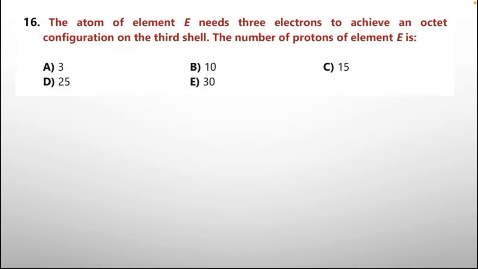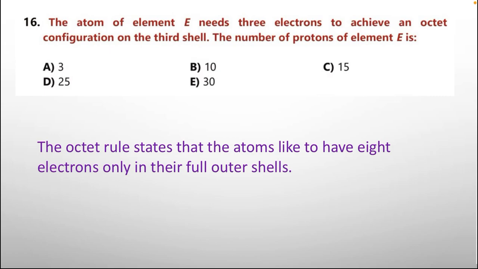Question number 16. The atom of element E needs 3 electrons to achieve an octet configuration on the third shell. The number of protons of element E is: A, 3; B, 10; C, 15; D, 25; E, 30. The octet rule states that atoms like to have 8 electrons in their full outer shell.